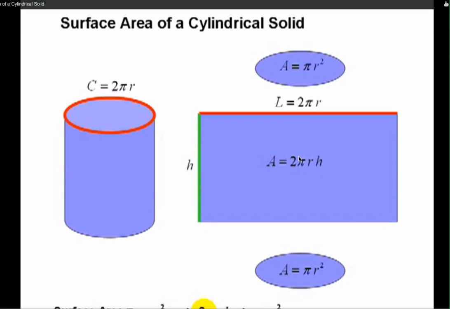And if I said to you the cylinder didn't have a lid, then I would only have one circle and one rectangle. But we can always figure out, given the radius or the diameter of a circle, the r. We can always put that into the circumference to get this length here. We're usually given the height, and then we can figure out the surface area. And that's how you find out the surface area of a cylinder.